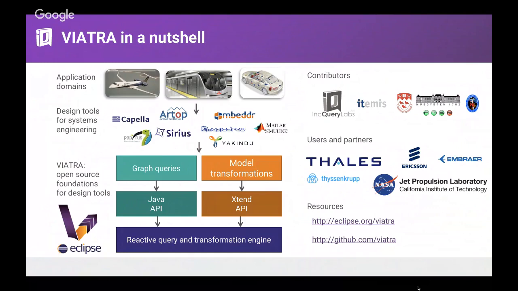VIATRA also has integration to many high-level Eclipse-based solutions like Sirius, the framework for graphical modeling, or Papyrus, which is Eclipse's UML, SysML toolchain. But VIATRA also has been integrated with tools and technologies that are outside of the traditional, let's say, Eclipse domain of tools, such as commercial solutions like MagicDraw, or we even have integration with frameworks like MATLAB Simulink.